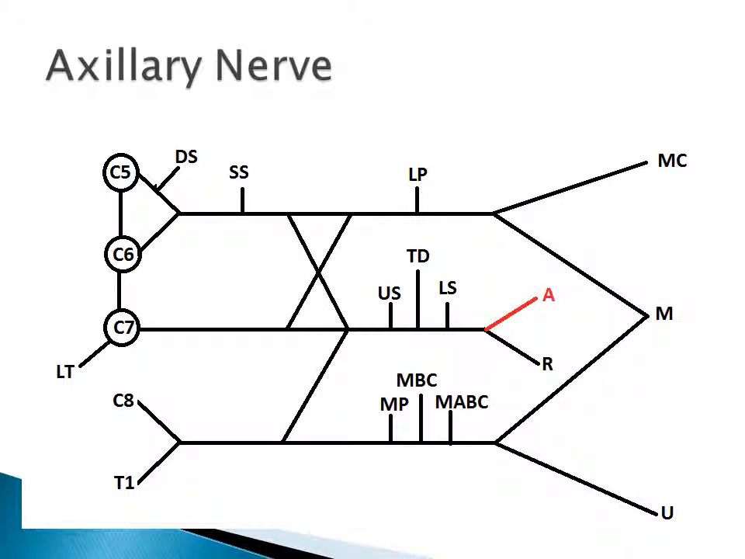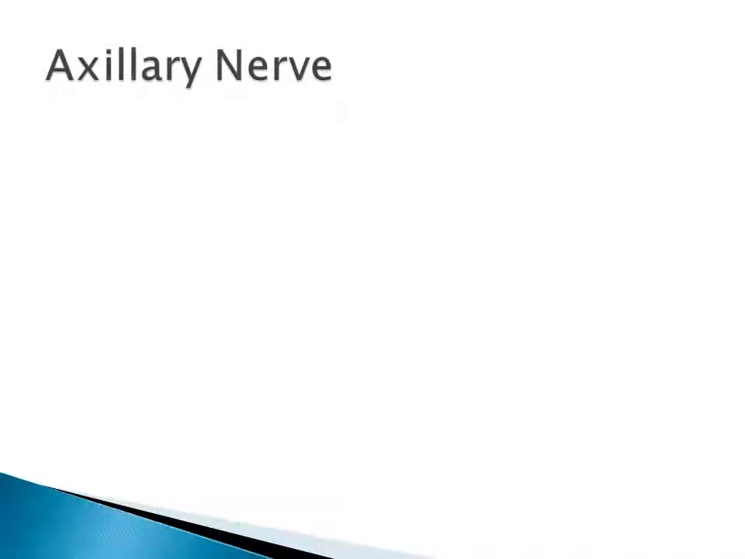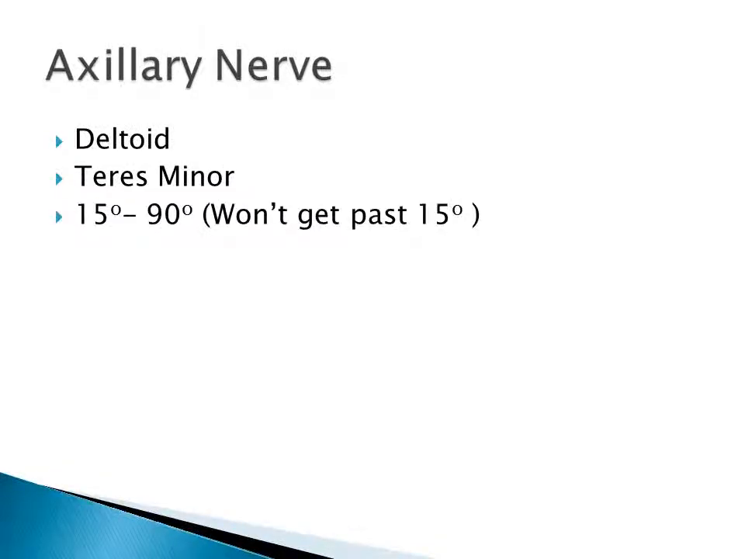Next we will look at the axillary nerve. The axillary nerve innervates the deltoid as well as the teres minor. The deltoid muscle is clinically significant as it allows for abduction of the shoulder between 15 and 90 degrees. Those patients that are complaining of injury to the axillary nerve or the deltoid muscle will have problems with abducting their arm past 15 degrees.